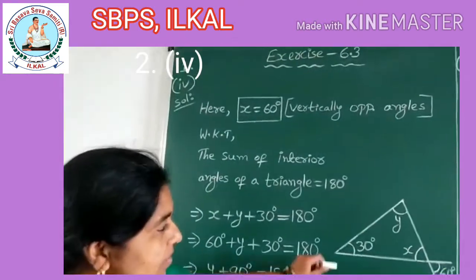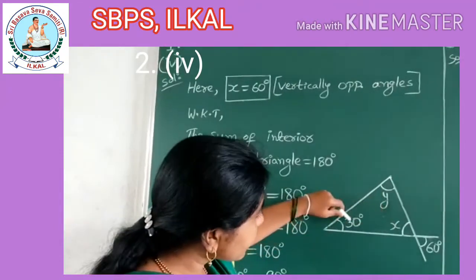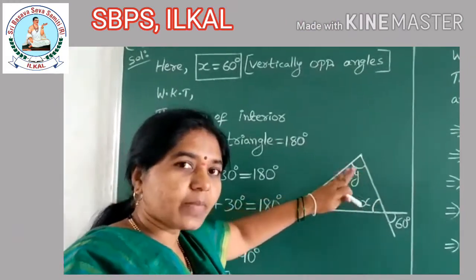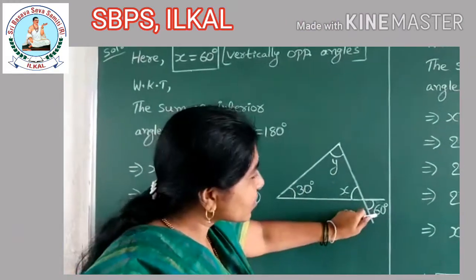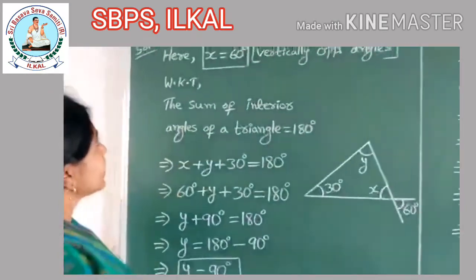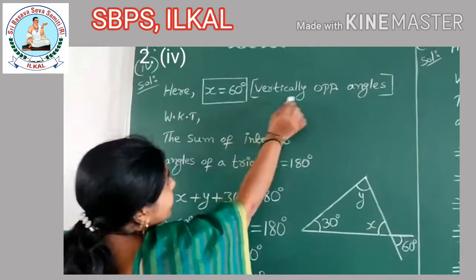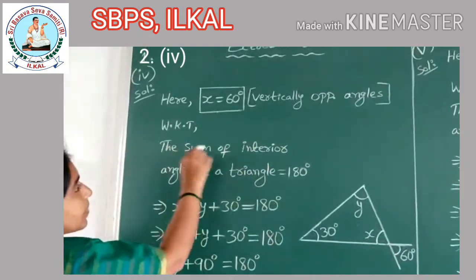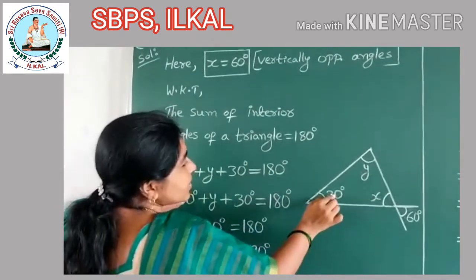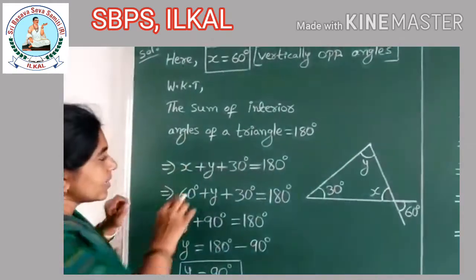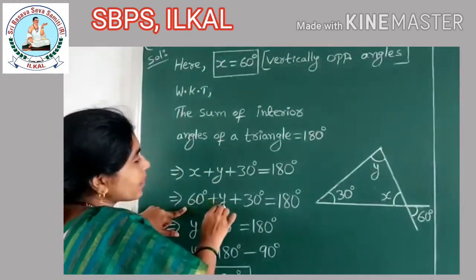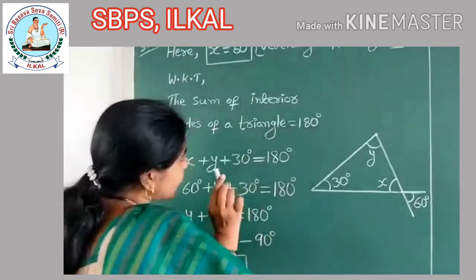Next one, children, observe this figure. y plus x plus 30 degree will be equal to 180 degree because the sum of all the three interior angles of a triangle will be equal to 180 degree. And 60 degree, one exterior angle, they give. x is equal to 60 degree, right here, vertically opposite angles. We know that the sum of interior angles of a triangle is equal to 180 degree. Then x plus y plus 30 degree will be equal to 180 degree. Substitute the value of x, children. x is equal to 60 degree you got right here, plus y plus 30 degree is equal to 180 degree.